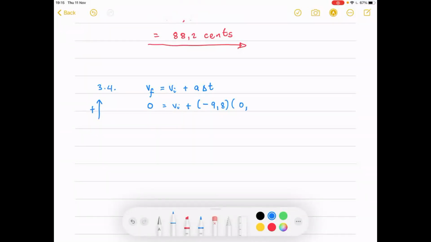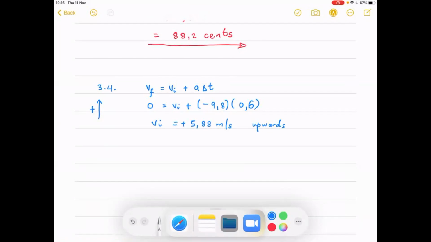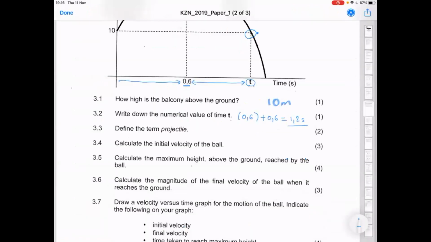And then if you put that into your calculator, you will find that V initial is equal to 5.88 meters per second. And it's positive, which means that it is upwards. But we already know that because it was thrown upwards. Okay, so that's the initial velocity. Now they want you to calculate the maximum height above the ground reached by the ball.